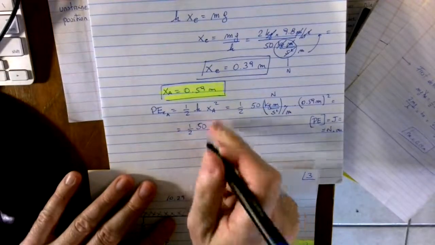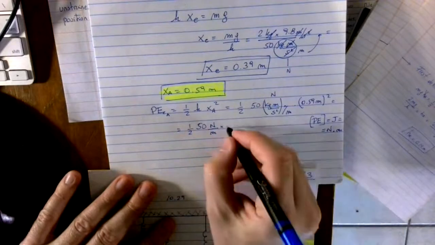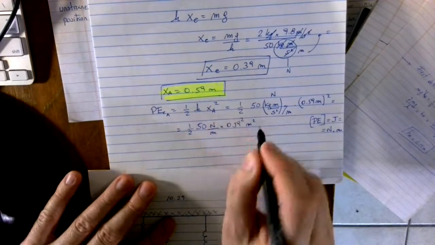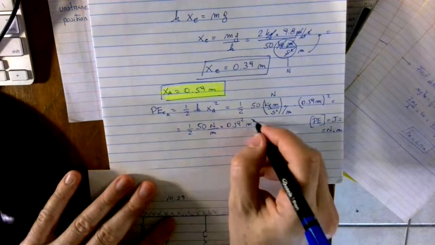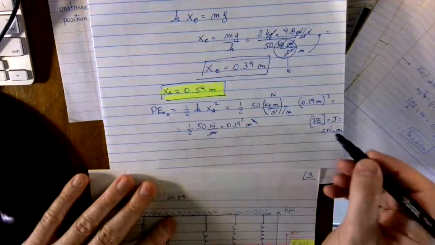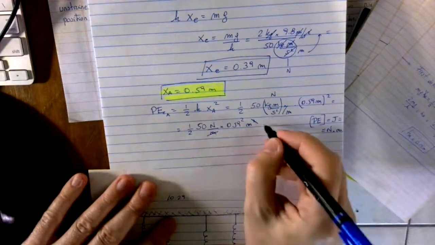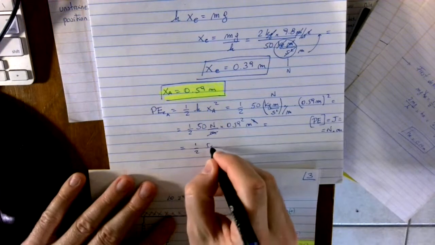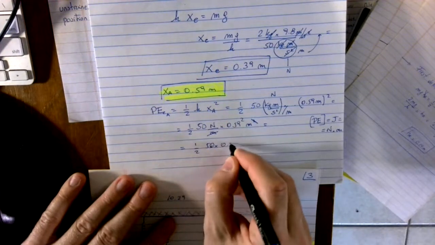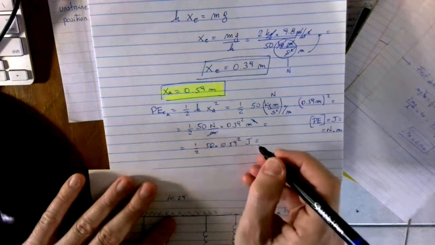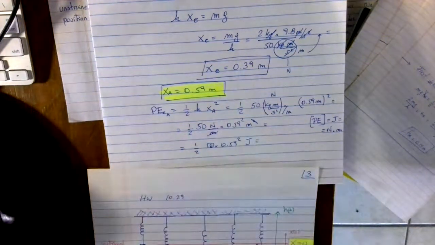So let's leave it in Newton per meter, and then times 0.59 squared times meter squared. You see that this meter cancels with this, and then we have newtons times meter, which is joules, and that's very good, because that's exactly what you want to get. 1/2 times 50 times 0.59 squared, all this in joules, and how much is that?